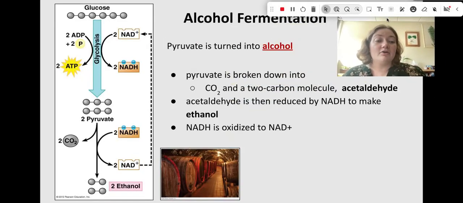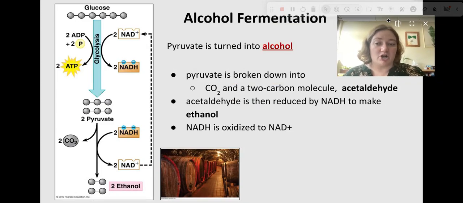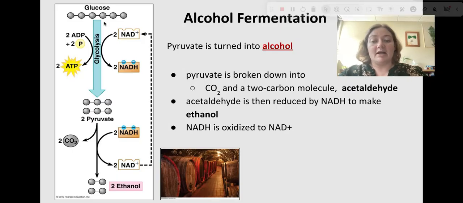All right, there's another type of fermentation that we want to talk about, and this is alcohol fermentation. So this is where instead of pyruvate turning into lactate, now we have pyruvate turning into alcohol. So again, glycolysis is happening in the same manner we've described, nothing unusual there. Pyruvate is being produced, but now pyruvate is going to break down into ethanol, right?